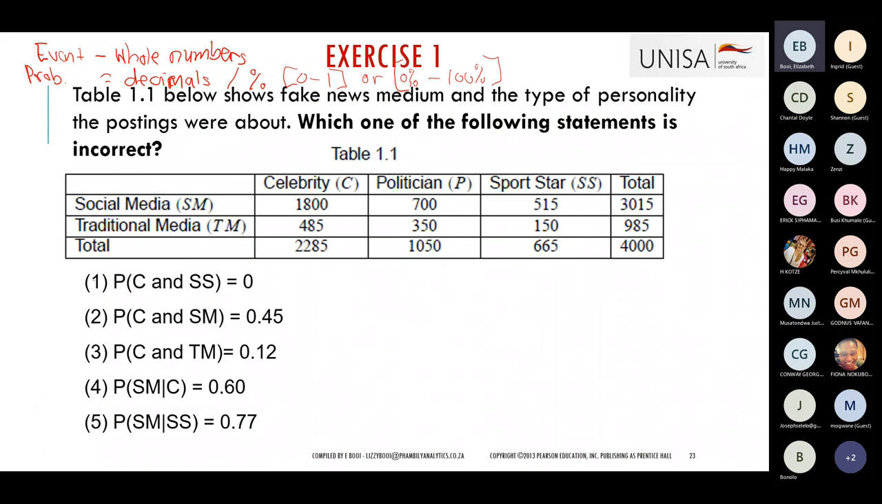So now, number one, and we know that the sample space here is 4,000. Number one says we need to select which one of the statements is incorrect, but because we are evaluating all of them, it's fine. So number one says, find the probability of a joint event C and SS. So C is this, SS is that. Remember, the joint probability we can find it as the event satisfying the event divided by the sample space. Is event C and SS, can we find the joint event of those two?